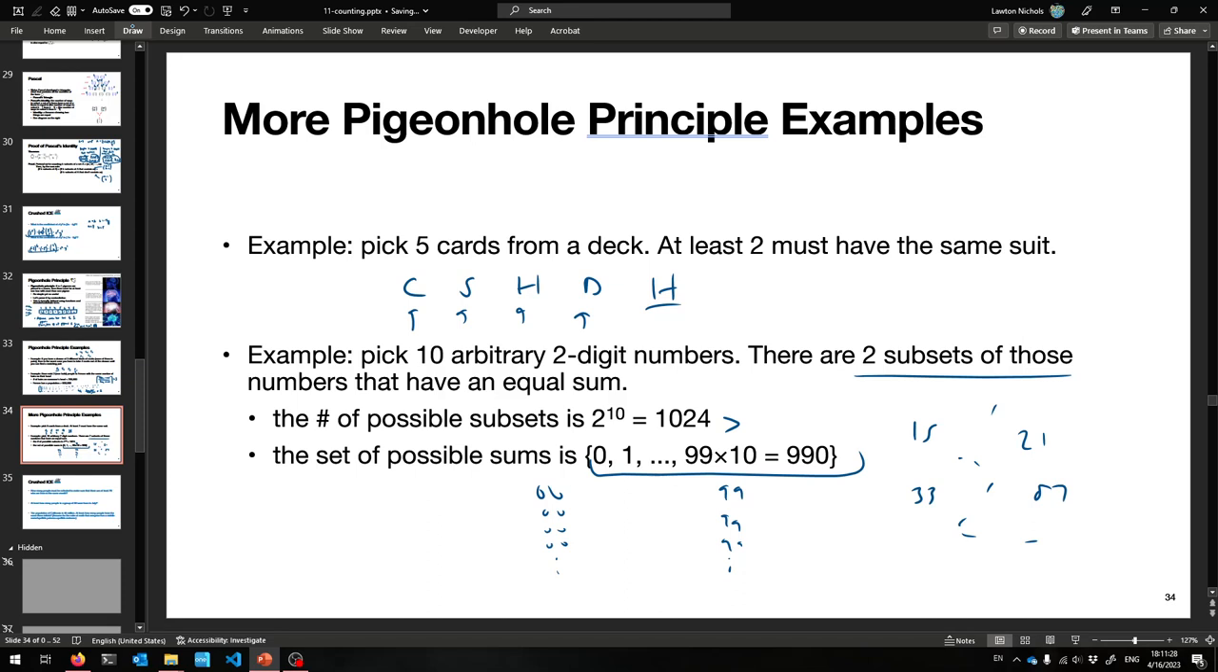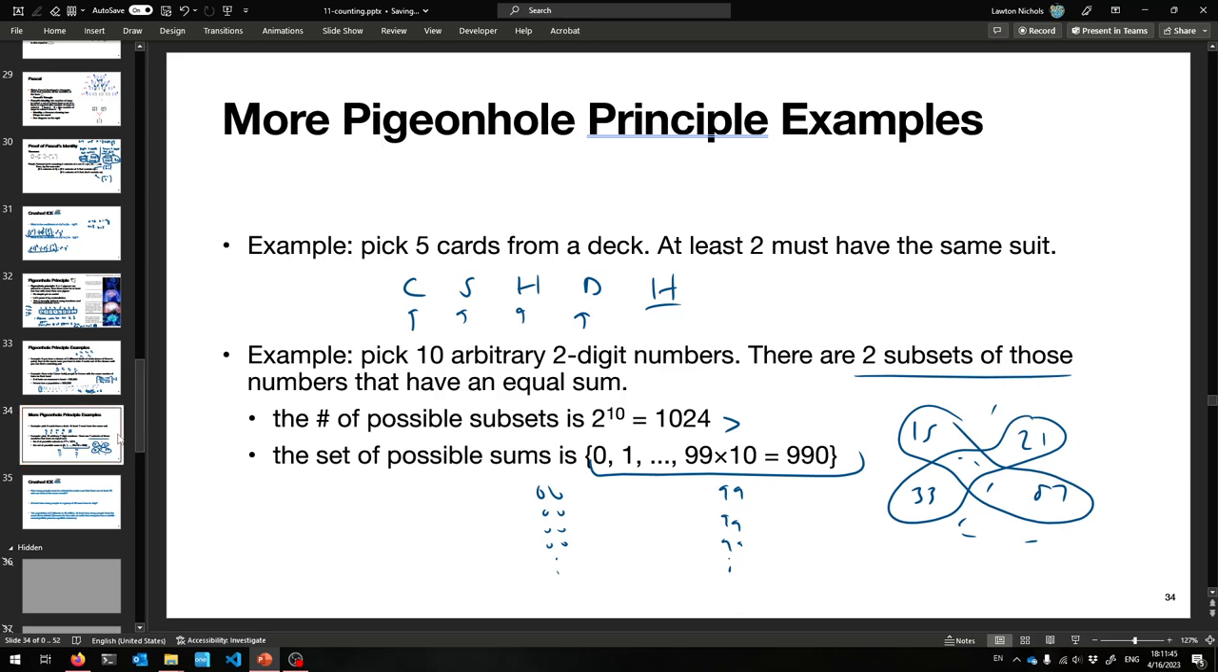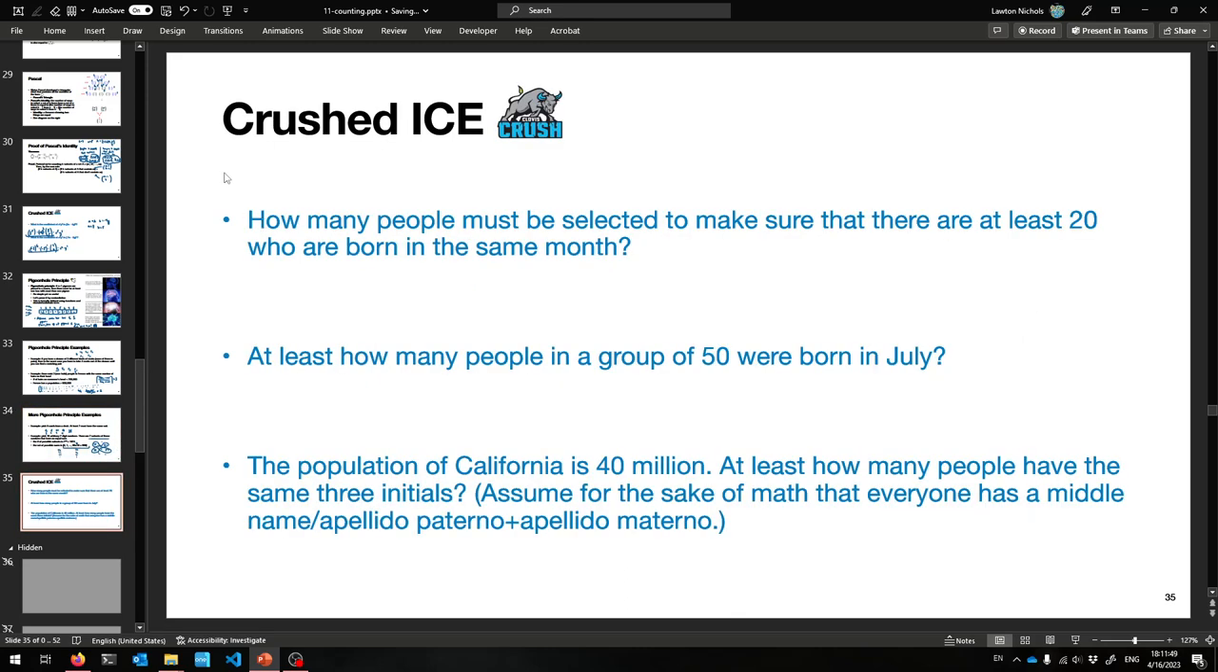Isn't that cool? It's like, take these guys, add them up, and then take these guys, also add them up. You will find the same sum. You're guaranteed. There must be at least two subsets of those numbers that have the equal sum. That's kind of fun. All right, then finally, some questions for you.